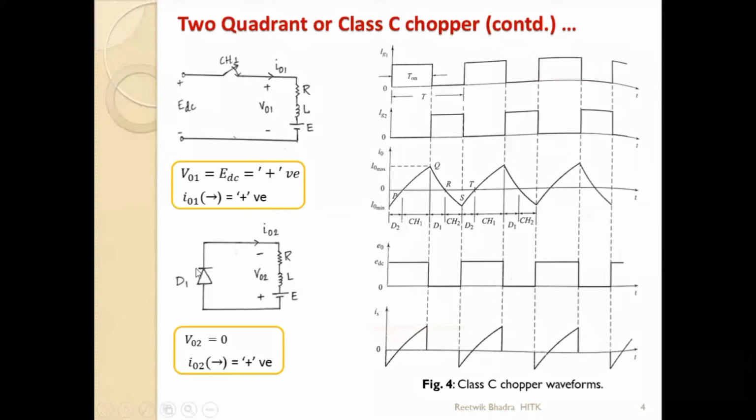Now when CH1 is off, D1 is on, it is discharging. Inductor always discharges through this diode. These are called feedback diode or freewheeling diode. So if inductor is discharging, that means it will exponentially decrease. So during this portion, it is exponentially decreasing.